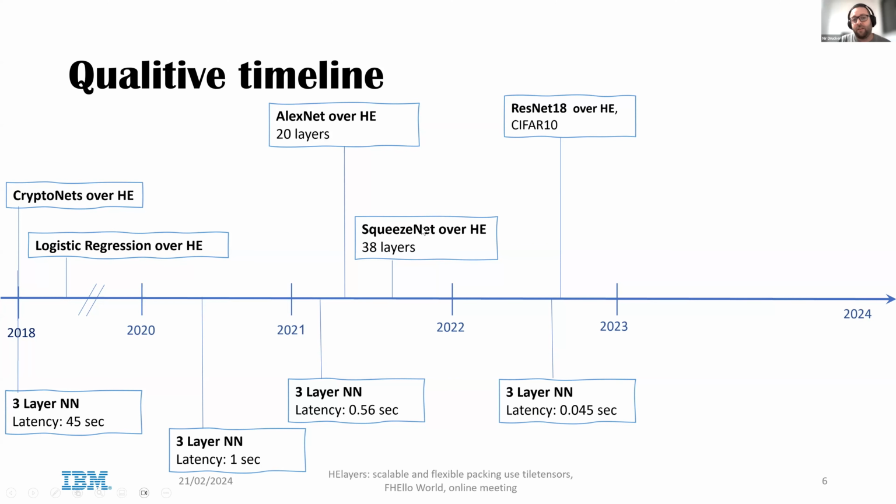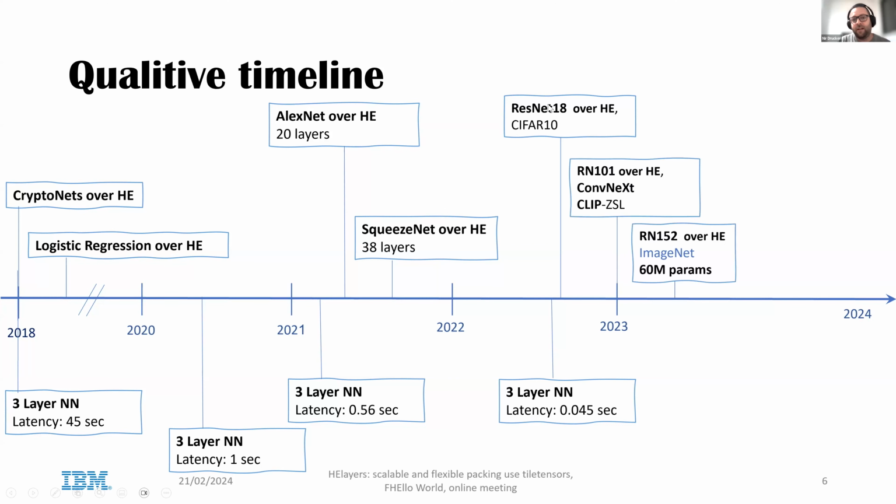growing and growing in size. So from SqueezeNet, we go to ResNet 18, and then we go to ResNet 101 to show capabilities like zero-shot learning, and also ResNet with 152 layers over a large data set like ImageNet with 60 million parameters in size in a matter of minutes. We are talking about orders of dozens of minutes or something like that.